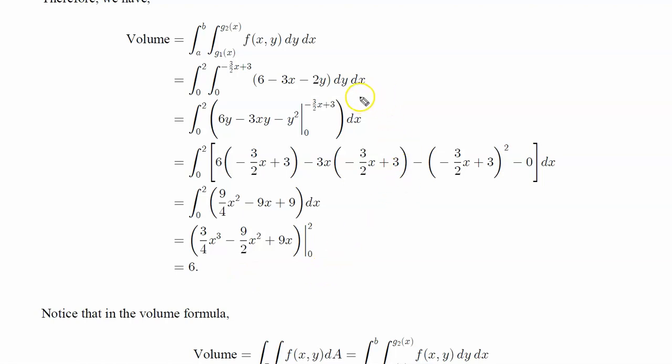Now in this example, we integrated with respect to y first and then x. Now, as I alluded to before, you can change this order of integration. You could integrate with respect to x first and then y, but you would need to change your limits of integration then. Let's see how we would set that up. So let's go back to the diagram for this problem.